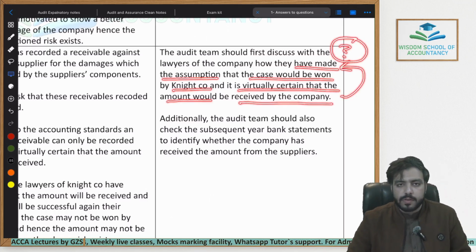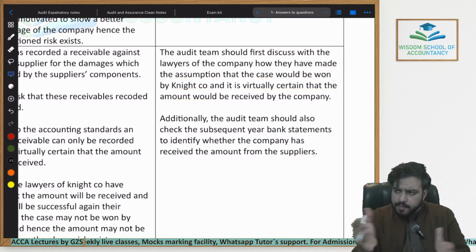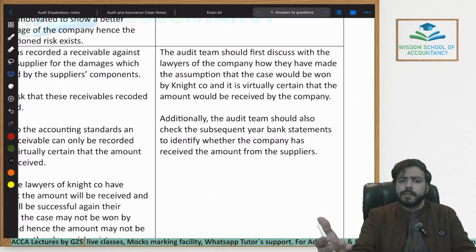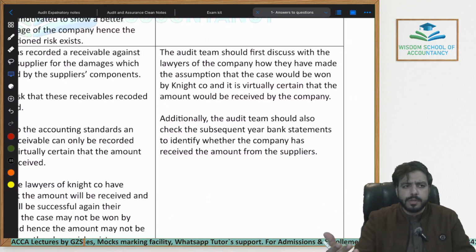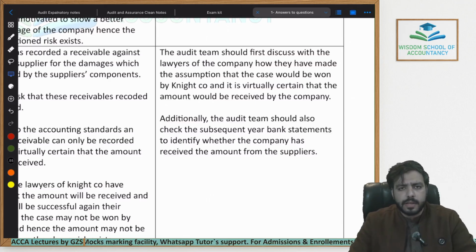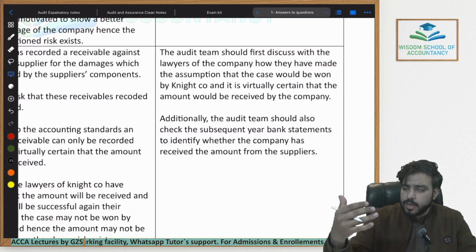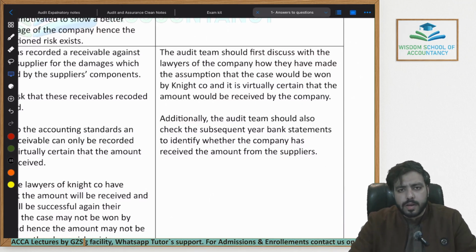First, let me know about this. Let's discuss with them. I will let my audit team know. Go discuss it with them. Maybe during the discussion, they let you know of something because of which it is confirmed that they will win the case. Maybe they have insider knowledge, whatever the case is. First, I will let the audit team know. Go discuss it with the lawyers of the company.